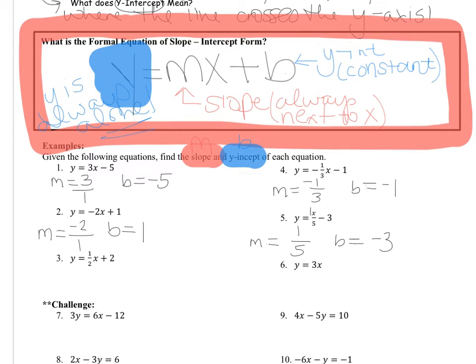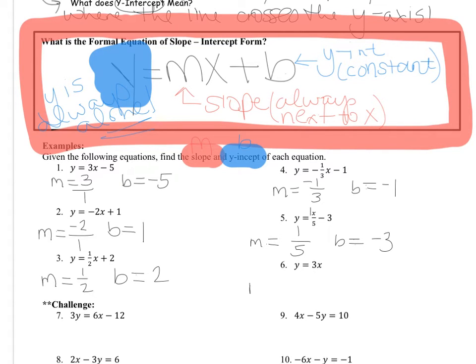So if I look at number 3, m equals, b equals, what does m equal? 1/2. How do I know? It's next to x. B equals 2. Y, it's my constant, it's all alone.